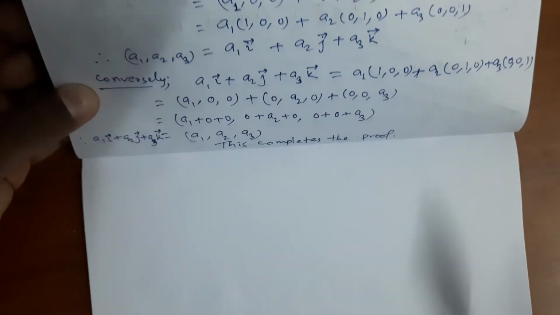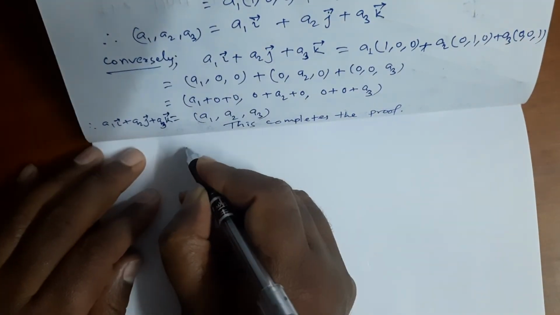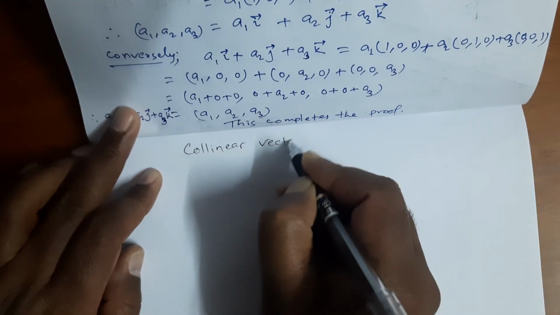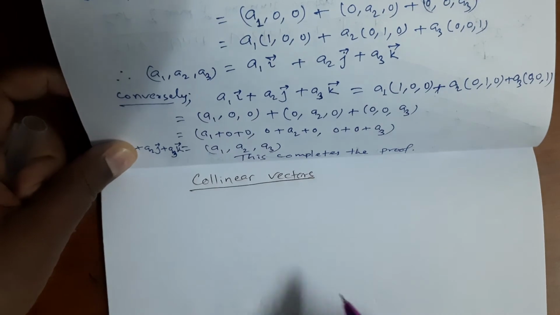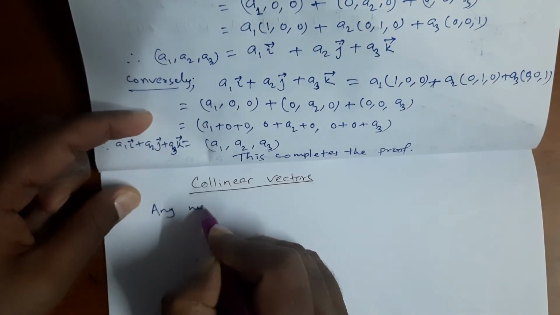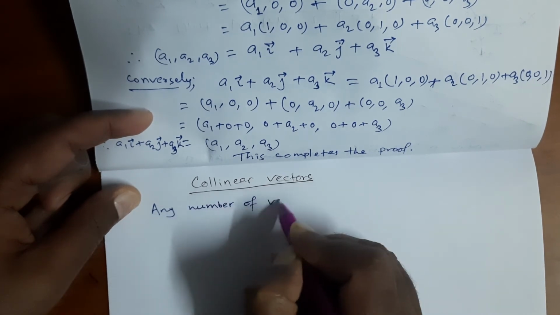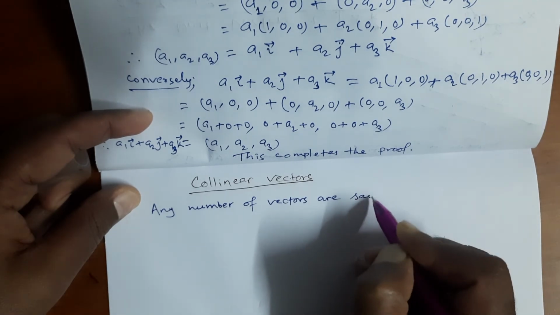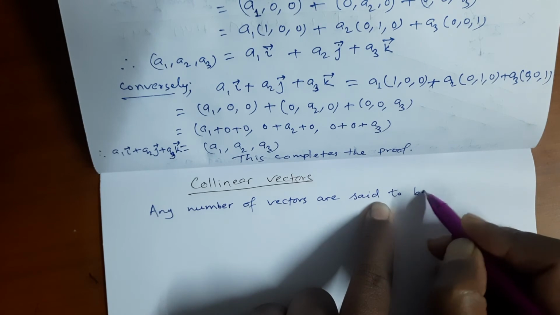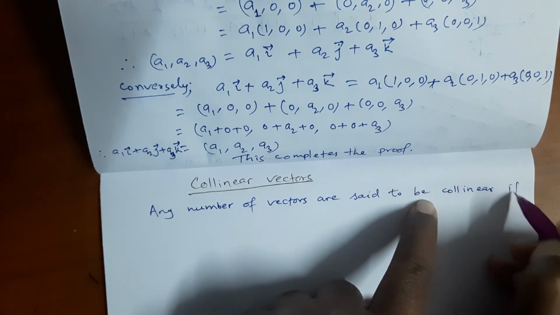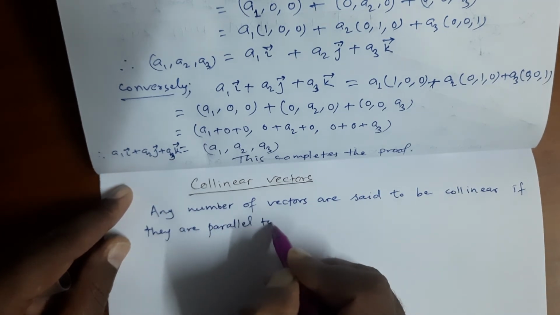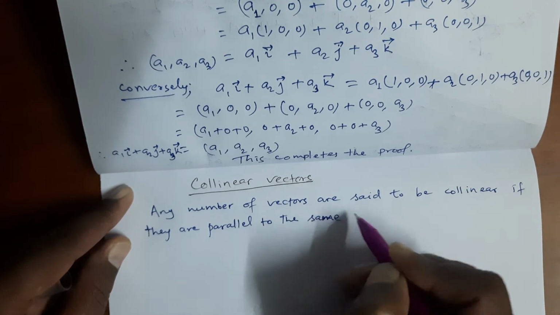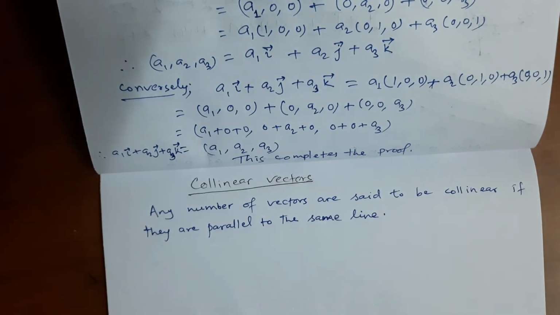Next is collinear vectors. Now the definition of collinear vectors: any number of vectors are said to be collinear if they are parallel to the same line.